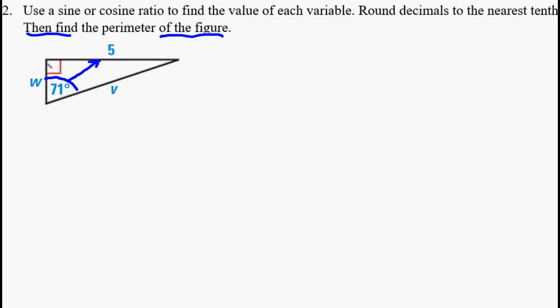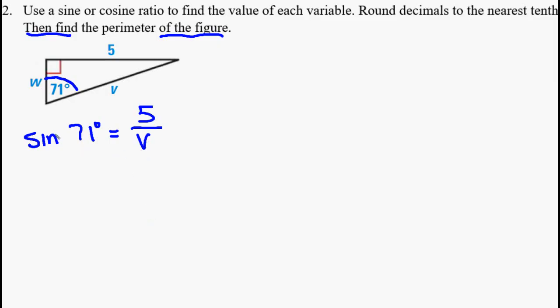And let's see here, maybe let's first find W. So from 71's perspective, W is adjacent. So what trig functions? Oh, well, it does say sine or cos. I was about to use tangent, so let's not do that. From 71, we have the opposite, and here we want the hypotenuse. So opposites and hypotenuse take us back to sine. The sine of 71 equals opposite 5 over unknown variable v.